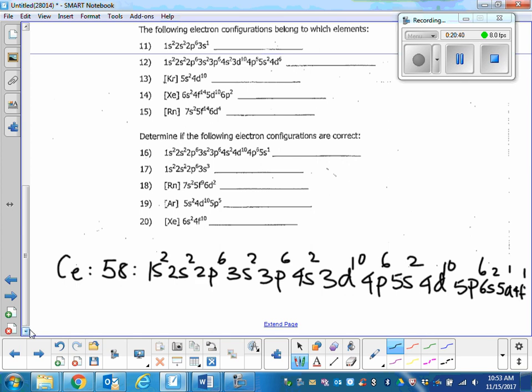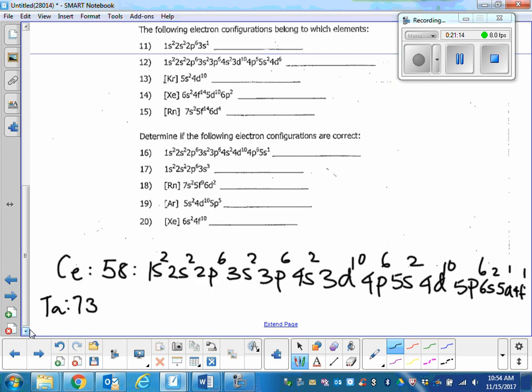But if it wasn't cerium, then what would you have to do? Okay, so if you continue to do the d1, then you go into the f, 4f, and then you'll jump back to the d. Suppose I'm writing the electron configuration of tantalum. Are you with me? Tantalum is what number? 73.